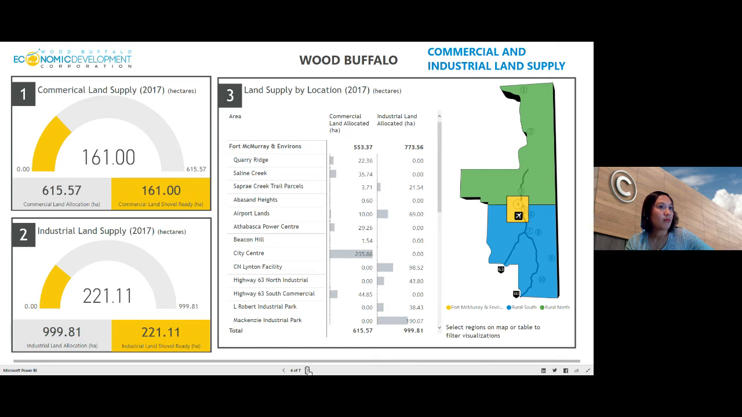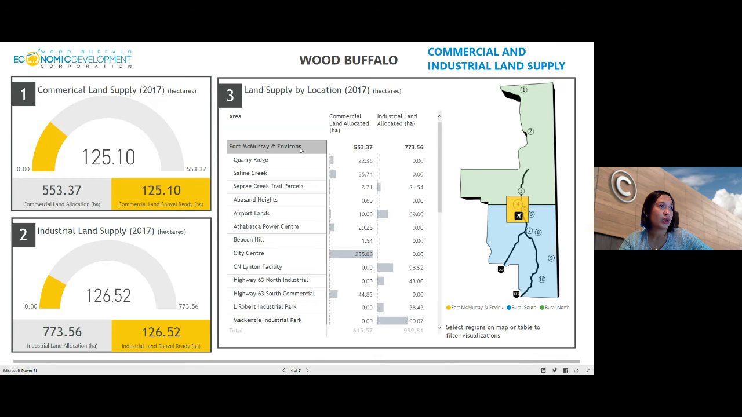In this page, you're seeing another map, a different way of showing a map. There's definitely different ways that you could visualize things. And then I wanted to show the interactivity between this chart versus this table. So I am now seeing land supply by location in hectares in 2017. So Fort McMurray, for example, has 553 commercial land and 773 industrial land. So if I want to get to know that a little bit, I'm going to click on it and see that all my other visuals then changed right then and there. I'm seeing that that was my allocation, but then my commercial land that's shovel ready is actually much less at 125 hectares. And my industrial land that's shovel ready is at 126.